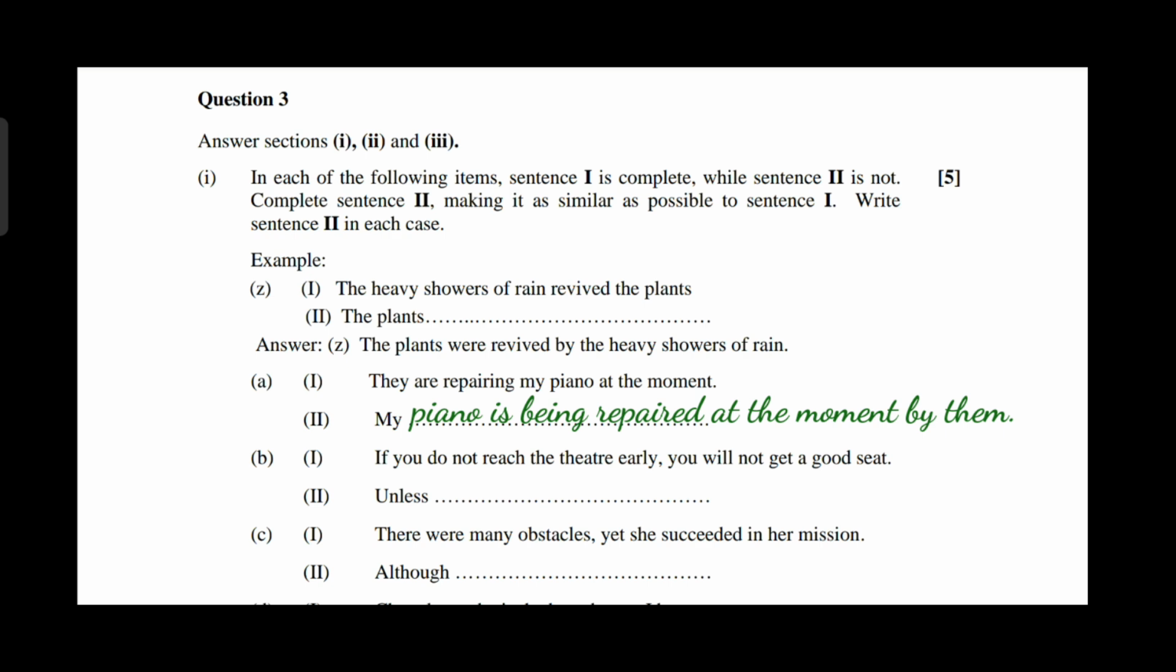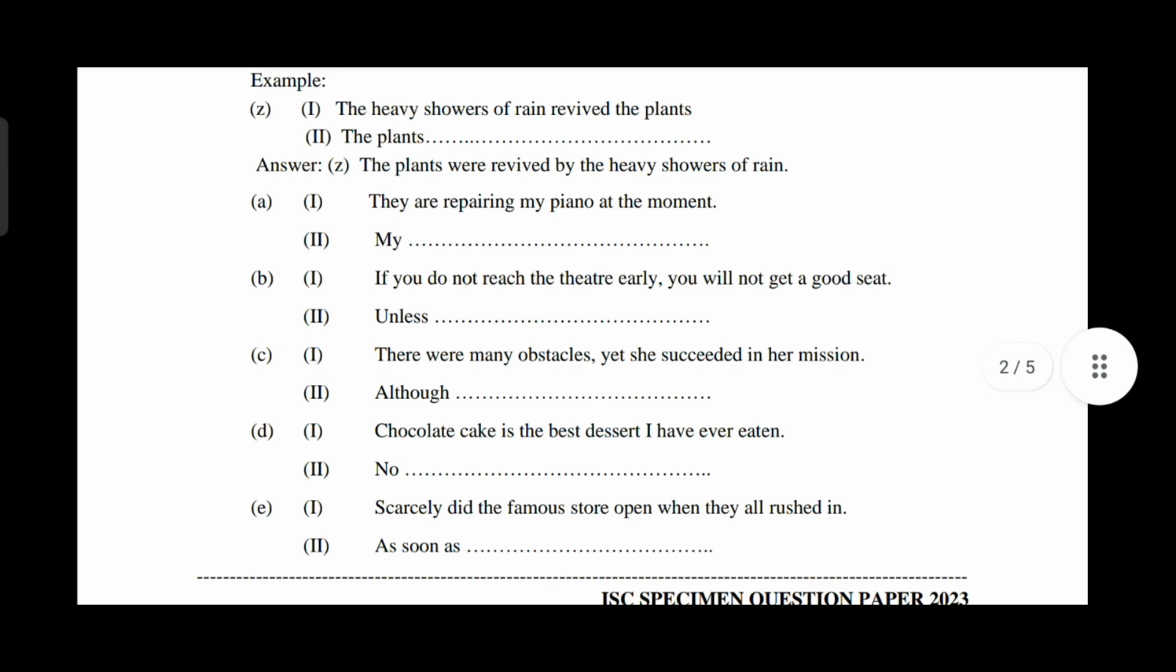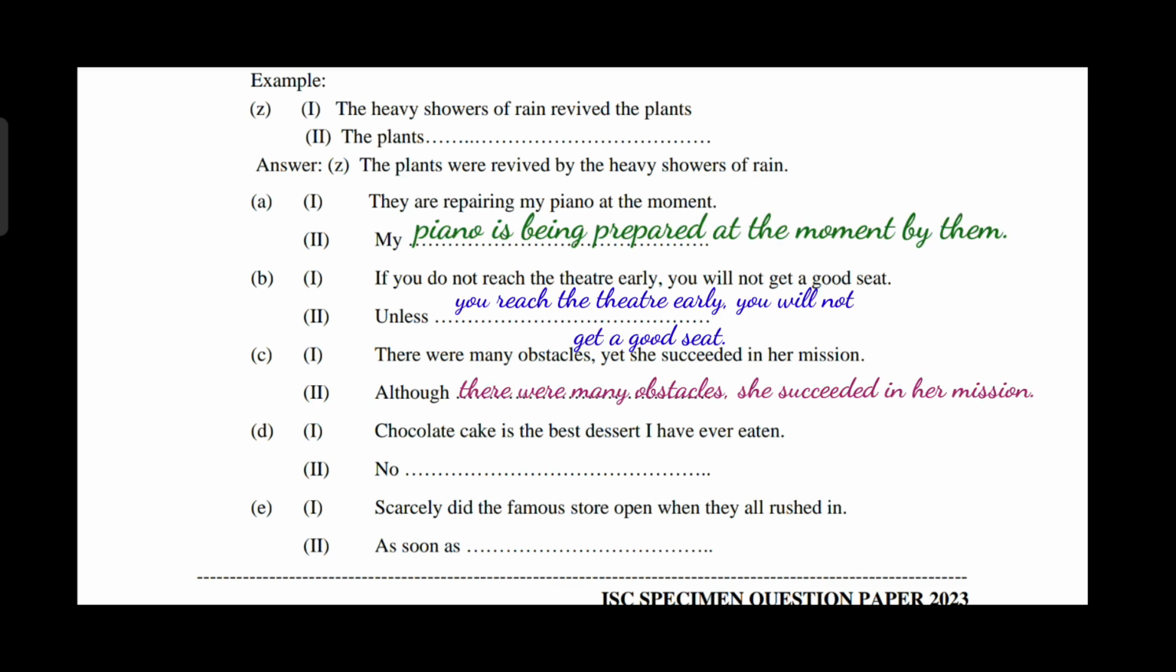B. If you do not reach the theatre early, you will not get a good seat. A conditional sentence. Unless you reach the theatre early, comma, you will not get a good seat. See now, C. There were many obstacles, yet she succeeded in her mission. Although, dash. The right answer, the question is in past tense: Although there were many obstacles, comma, she succeeded in her mission. I will not add yet in the answer because I am beginning the sentence with although.